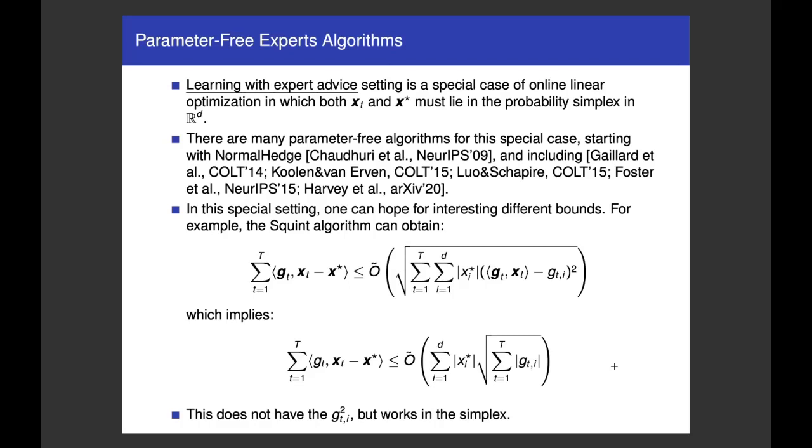The bounds we were talking about in the previous slides are all unconstrained. It's not actually clear how to make them work inside the simplex. In fact, as far as I know, it may not be known how to get the squared here while constraining yourself to the simplex. So there's some interesting gap.